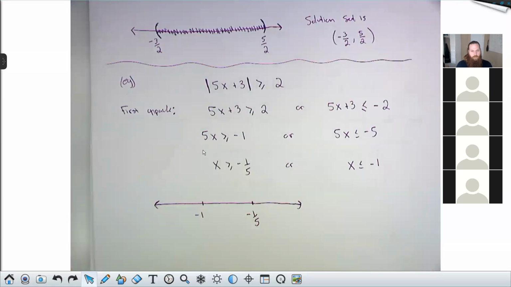Some people have an easier time thinking in terms of decimals. 1/5 is 0.2, so this is negative 0.2. This is negative 1.0.